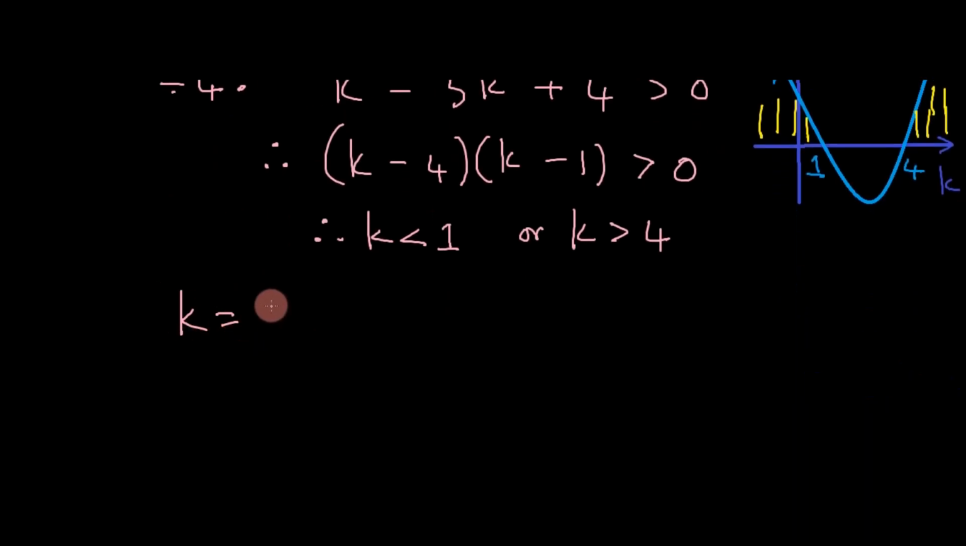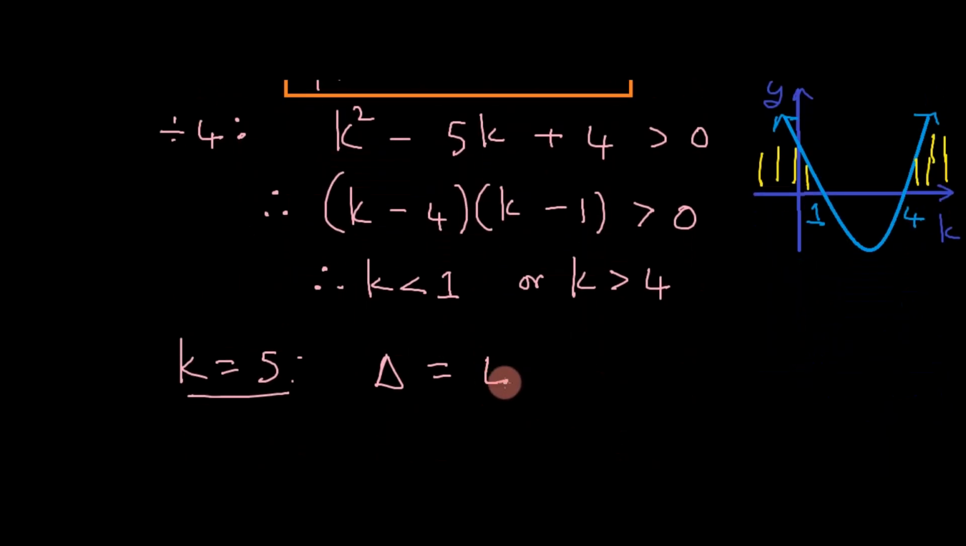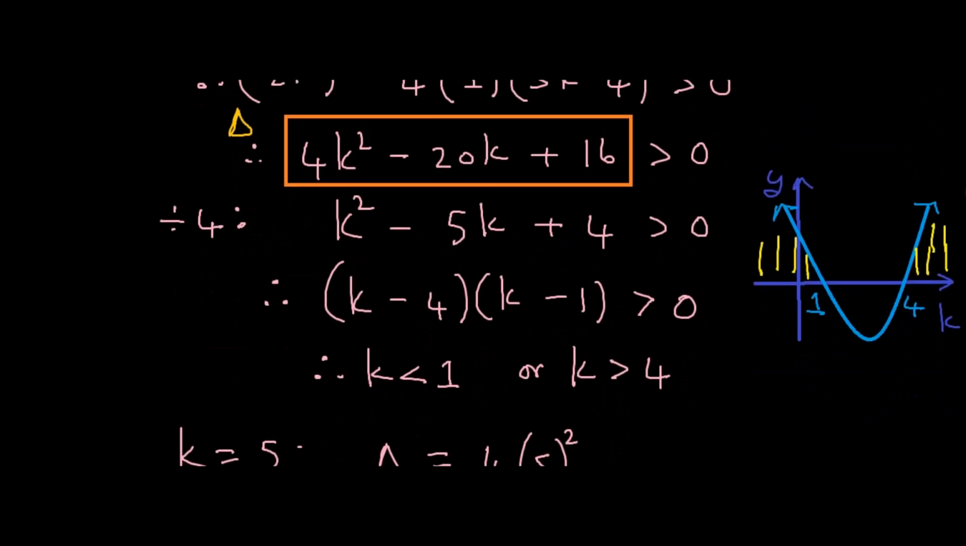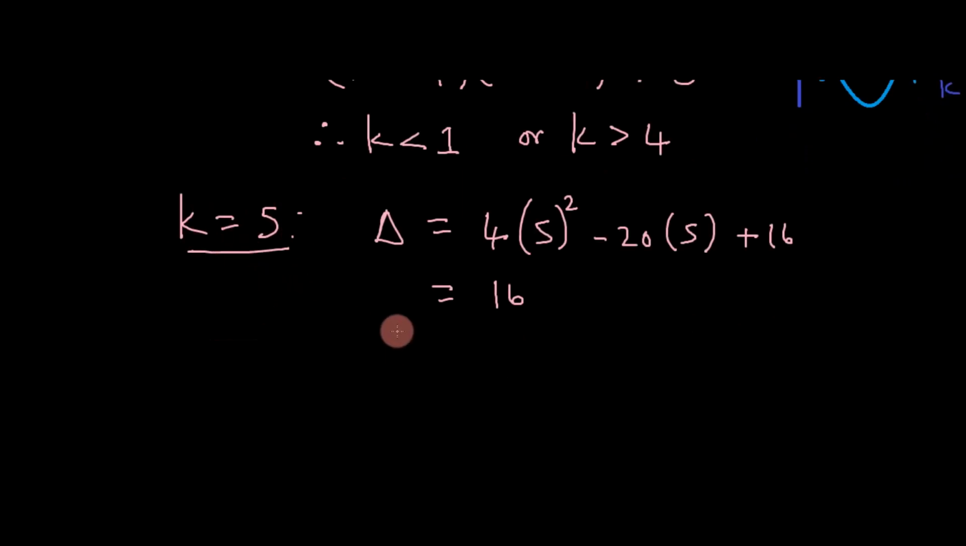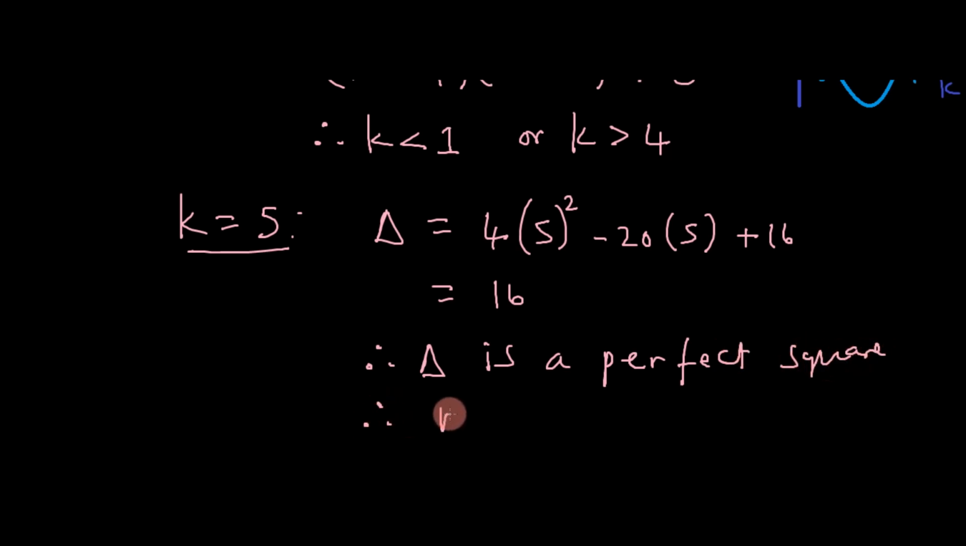So we can just write this down. When k is 5, delta is 4 times k squared, so 4 times 5 squared, minus 20 times 5, and then plus 16. And this is 100 minus 100 plus 16, which is 16. In other words, when k is 5, delta is a perfect square. So k equal to 5 does work. Delta is a perfect square, and hence the roots are rational for k equal to 5.